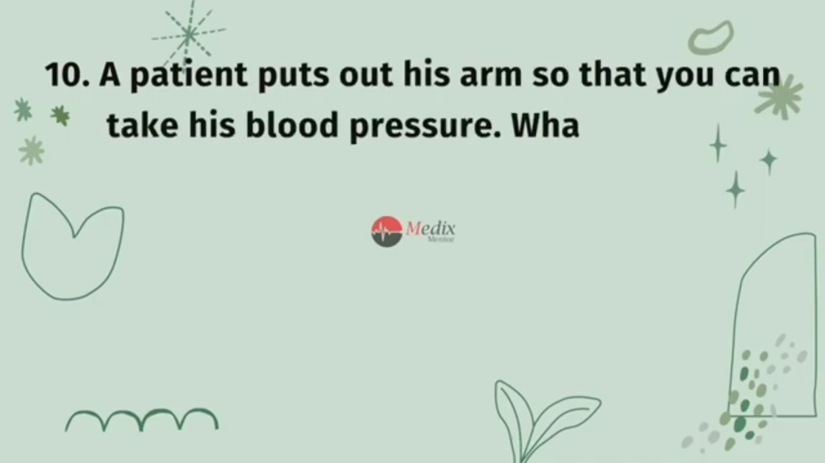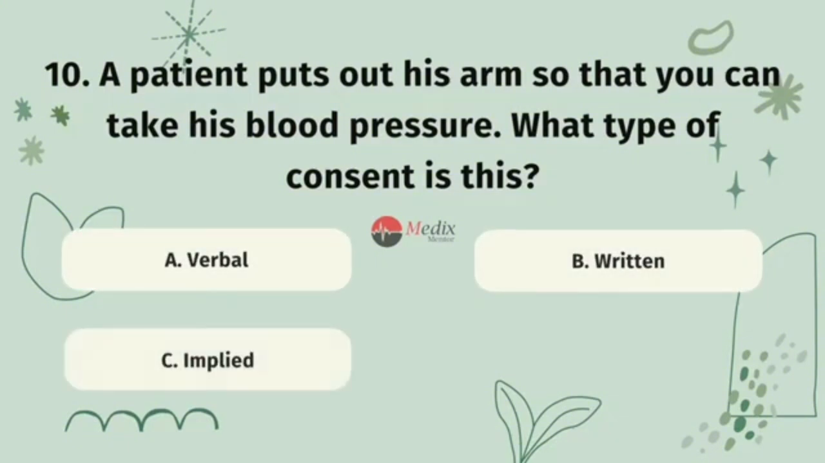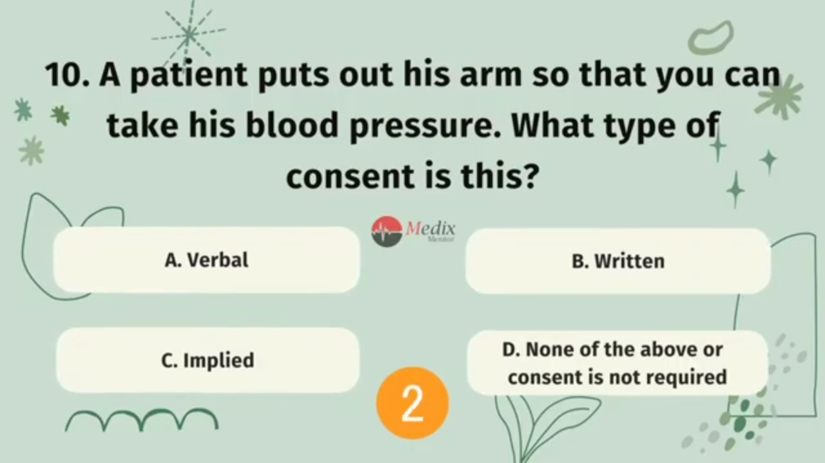Question 10. A patient puts out his arm so that you can take his blood pressure. What type of consent is this? Option A, verbal. Option B, written. Option C, implied. Option D, none of the above, or consent is not required. The correct answer is C.